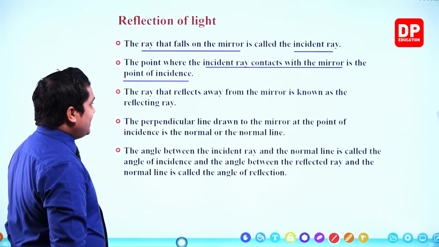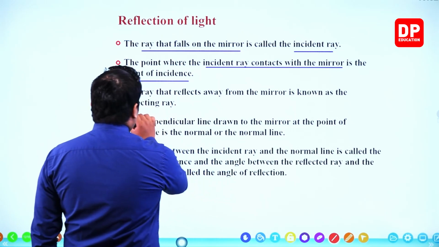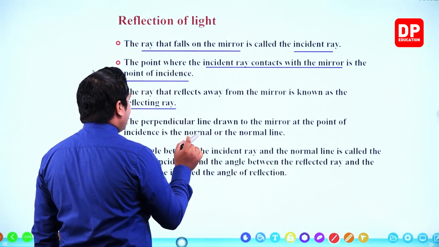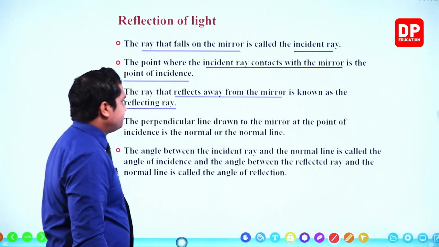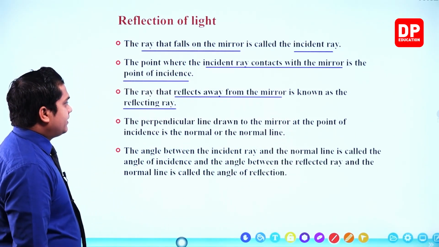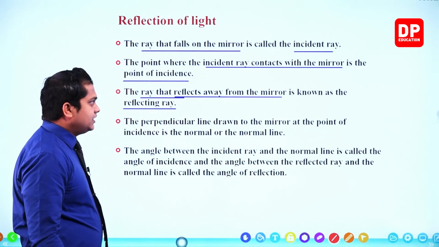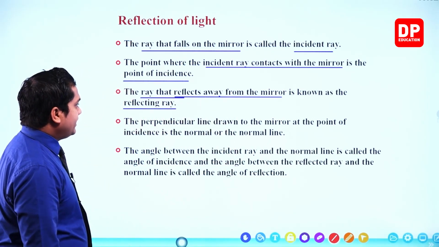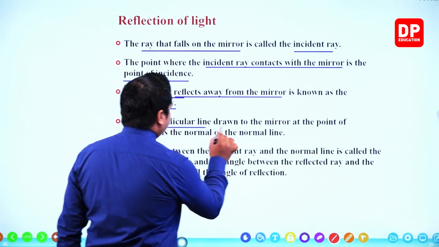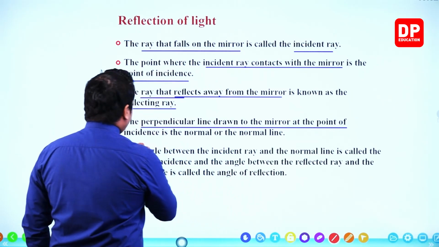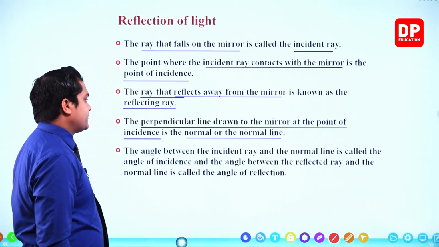Next one, the ray that reflects away from the mirror is known as the reflecting ray or the reflected ray. The ray that reflects away from the mirror. This is the reflecting ray. The perpendicular line drawn to the mirror at the point of incidence is the normal or the normal line.